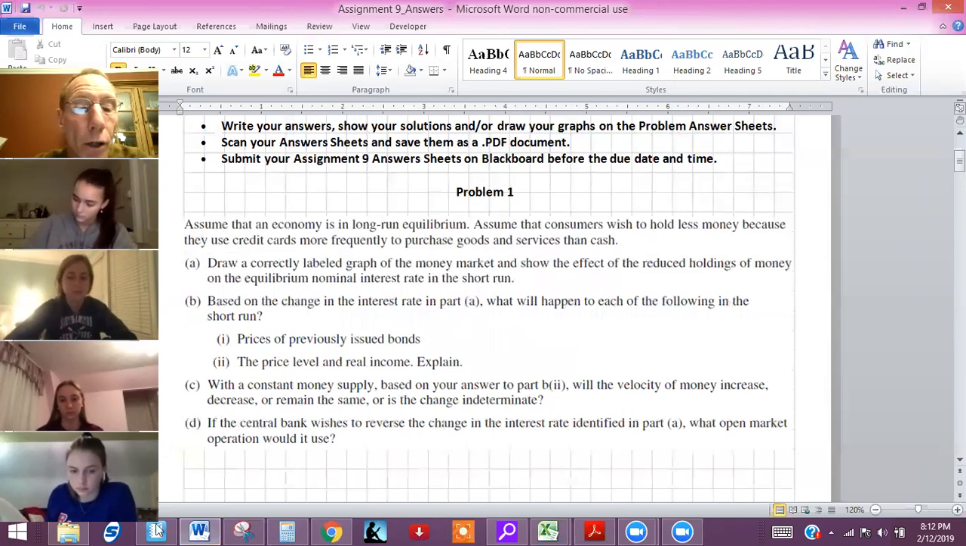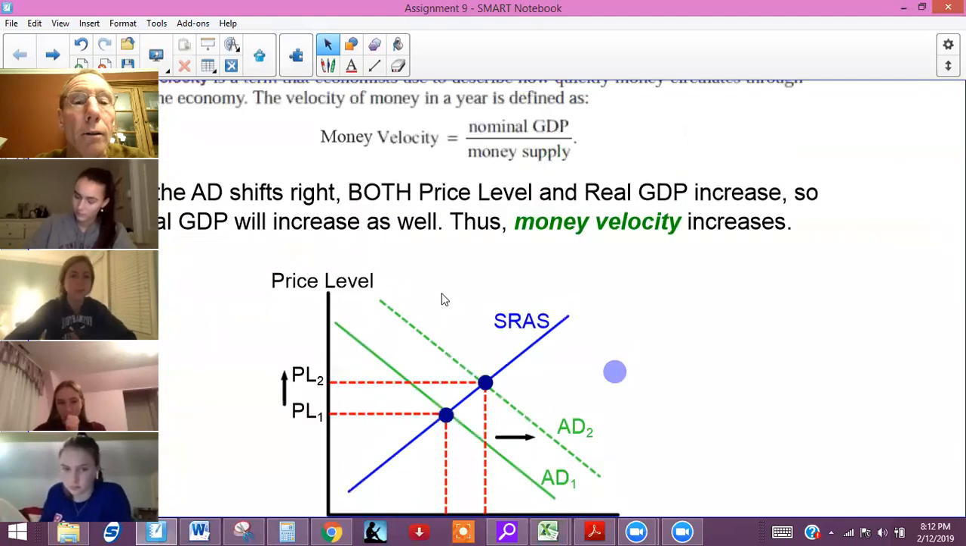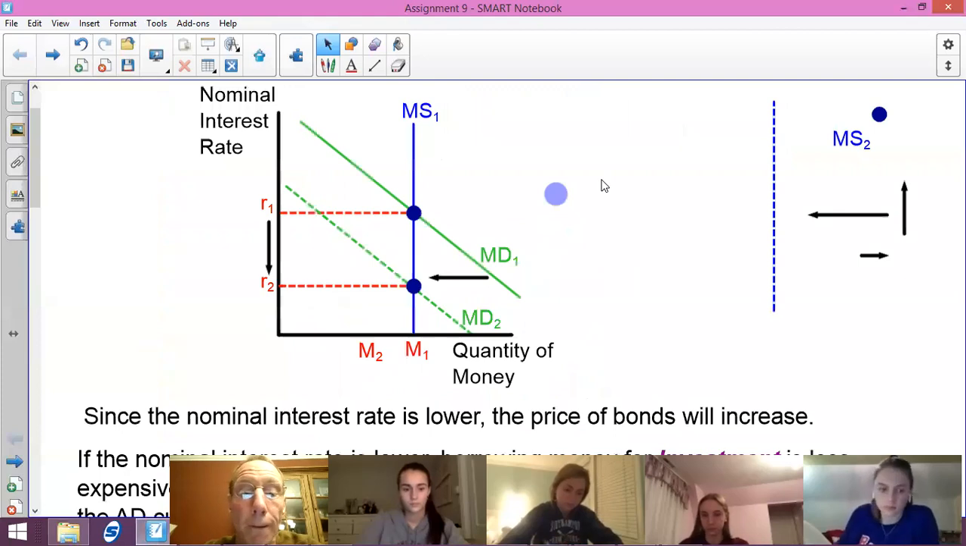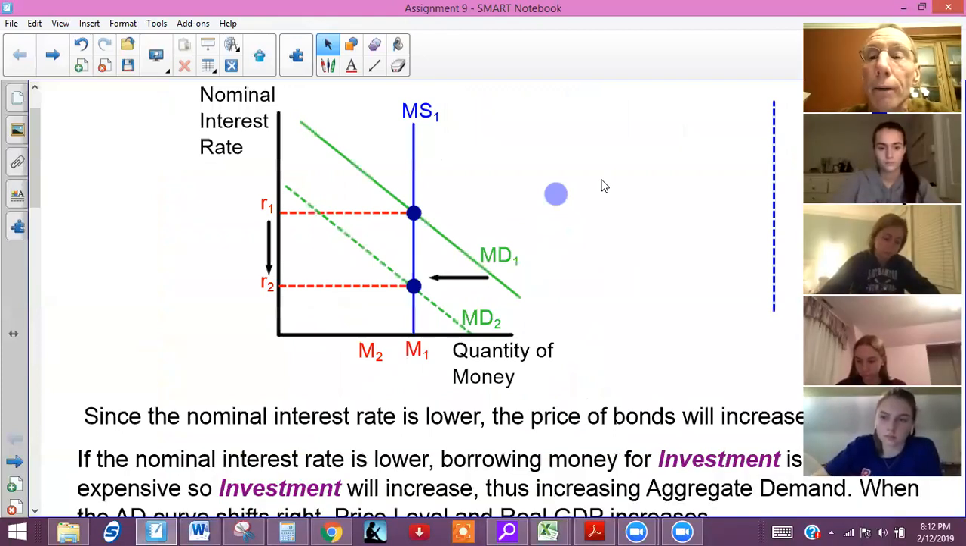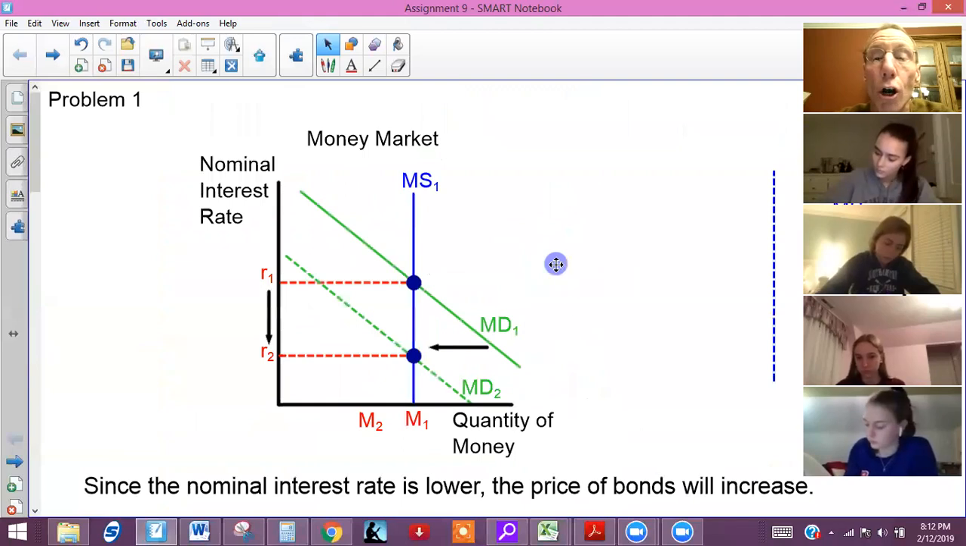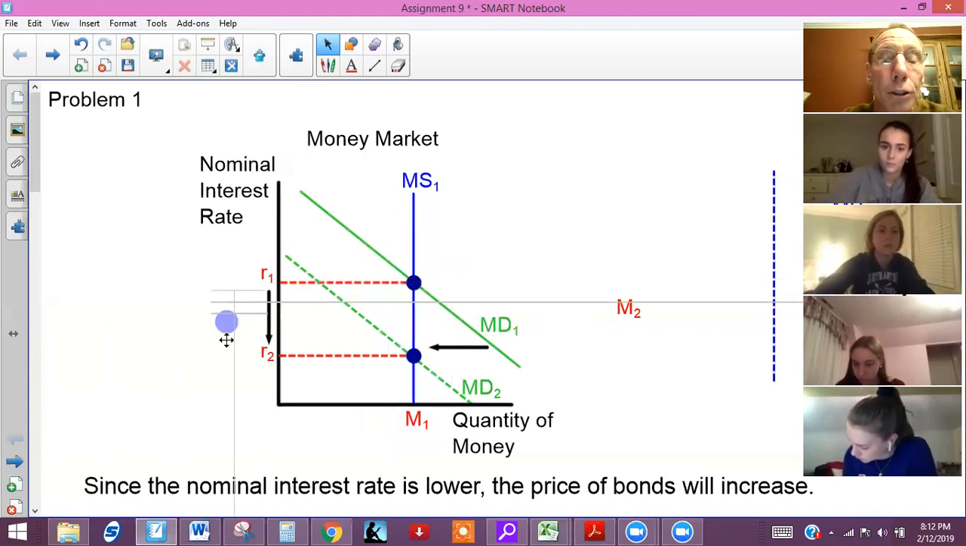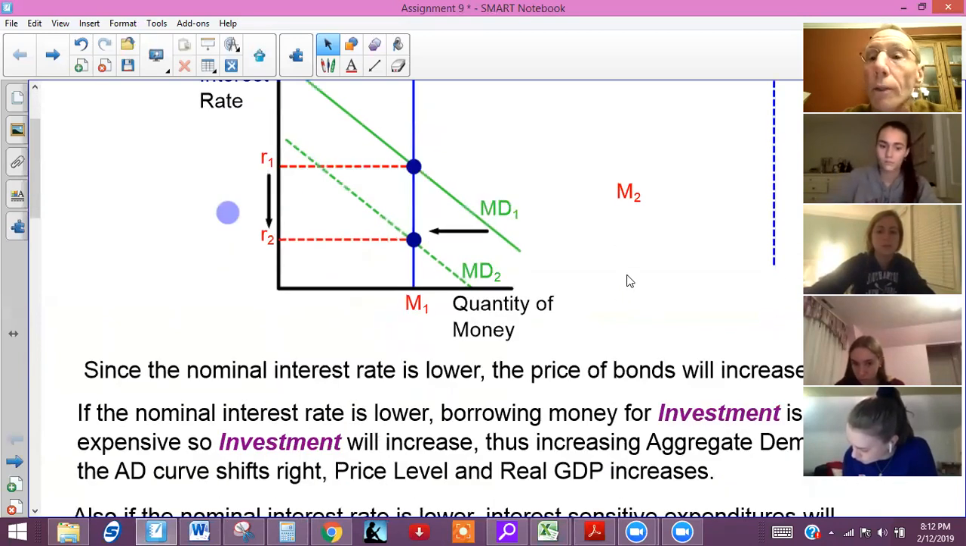And so we want to draw that graph, and it's going to look like this right here, okay? Let me just jump you guys up there. You're going to want to show the money demand curve shifting to the left because consumers are holding less money. They're using their credit cards, so they're demanding less money, and that's going to mean a drop in the nominal interest rate.